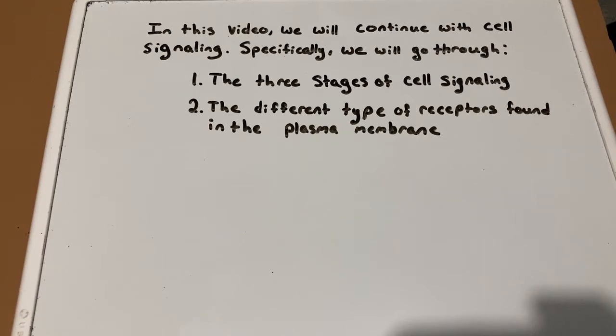In the previous video, we discussed the basics of cell signaling, as well as how local and long-distance signaling work. In this video, we will continue further with looking at cell signaling. Specifically, we will go through the 3 stages of cell signaling and the different types of receptors found in the plasma membrane. This video will go in depth and will give you a look at a variety of different aspects of cell signaling and the molecules needed for it.